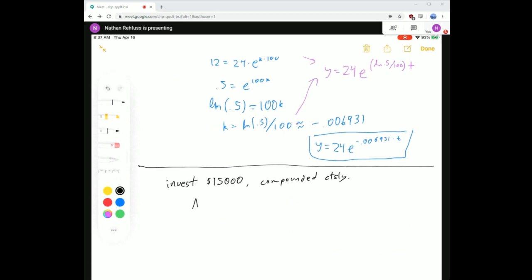And after 3 years, let's say the account reads $19,356.92. So our investment has grown. And the question then is, what was the interest rate? And I'd say that's a pretty good question.